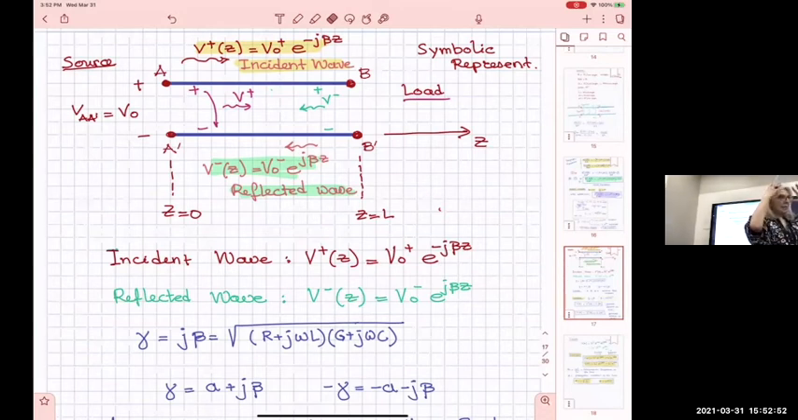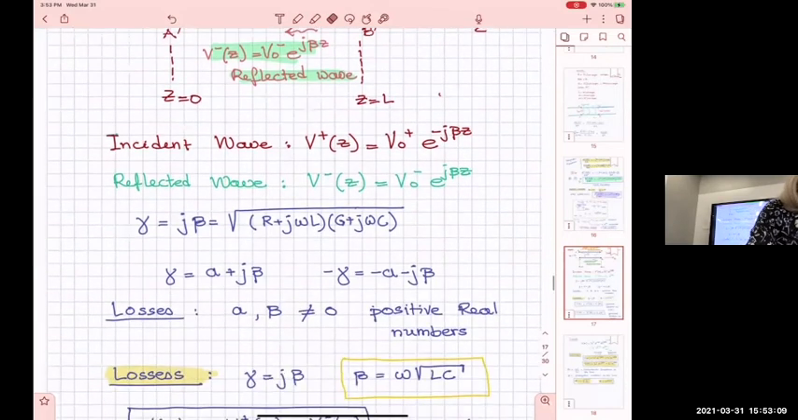That is the visualization that people had, and we call them the incident and the reflected wave, even if we don't have time. They look like they move in space, but not in time. There is no time here, all right? We are in the frequency domain.